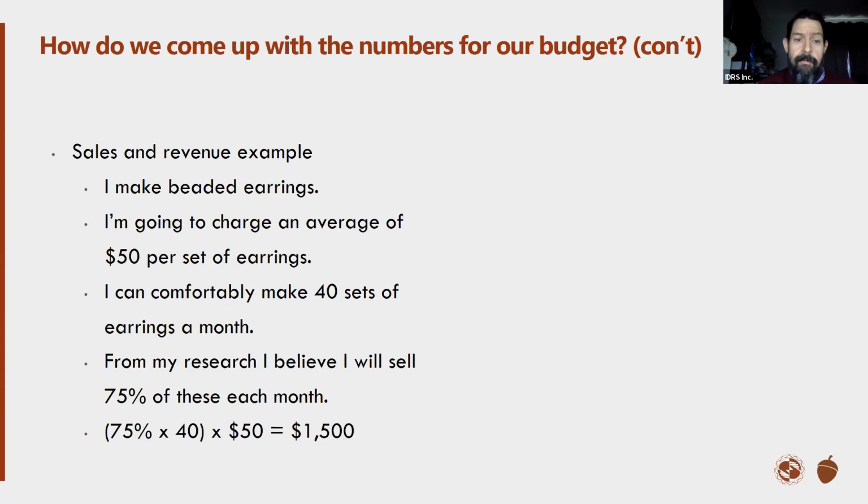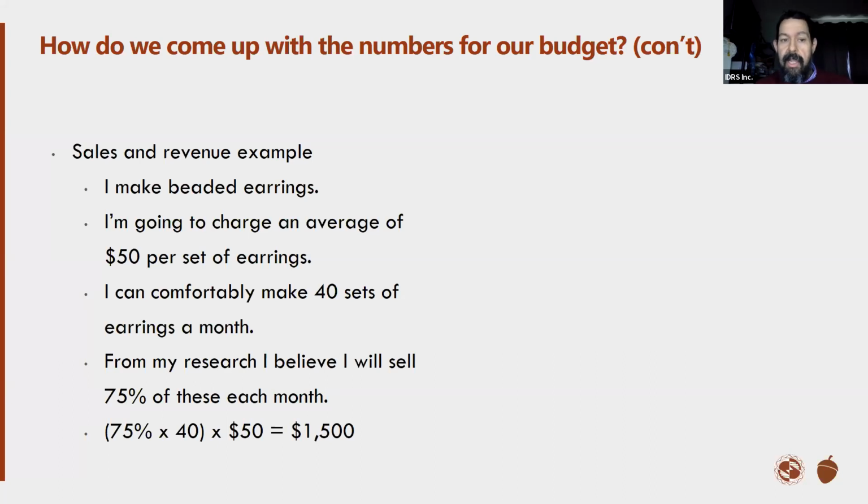So one more example, I make beaded earrings. I'm going to charge an average of $50 per set of earrings. So where did I get that information? Well, I just made it up for this example, but where you might get it is you might compare, what are other people in your community selling beaded earrings for, right? Are yours nicer than theirs? Are you using better materials? Are they more established and better known, so you have to charge less? You have to kind of do some research and make those decisions.